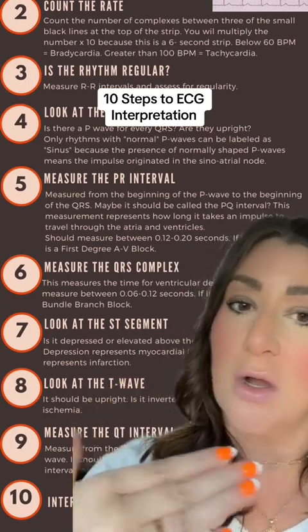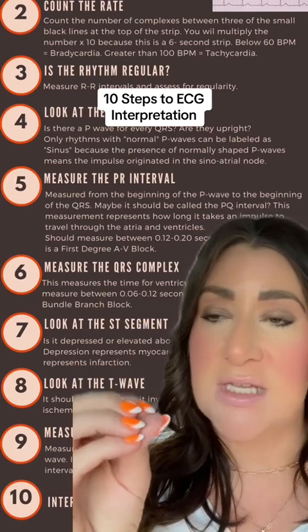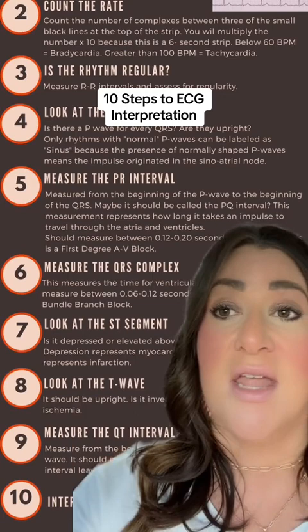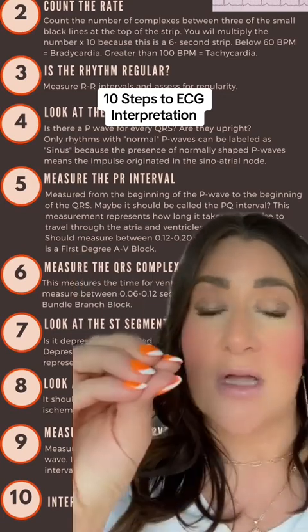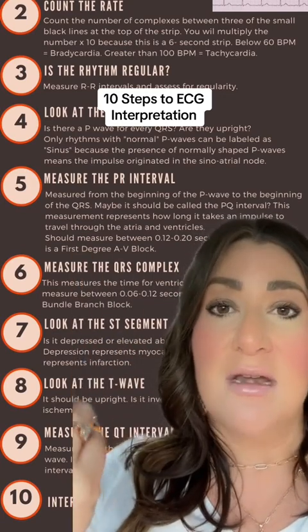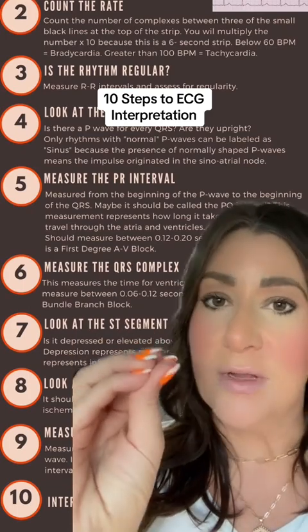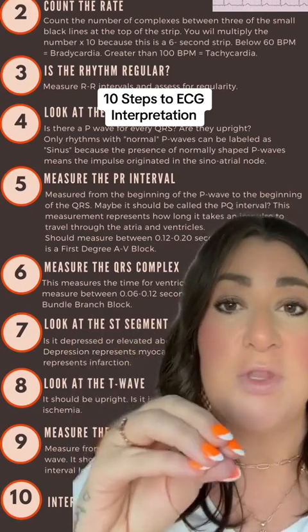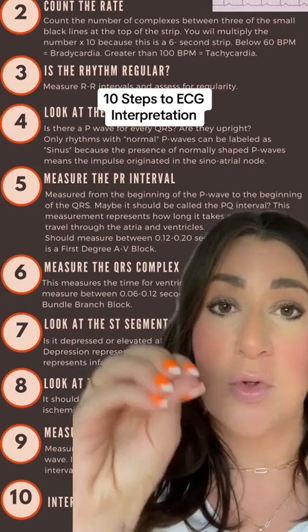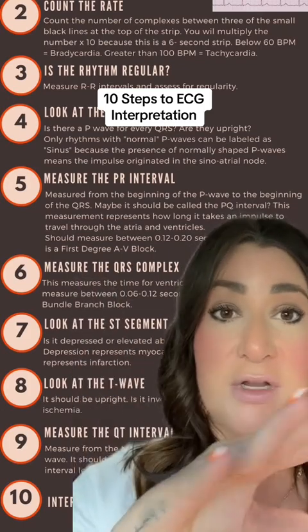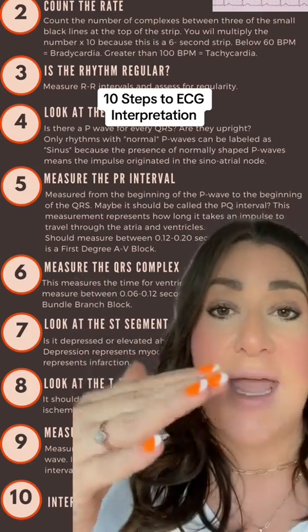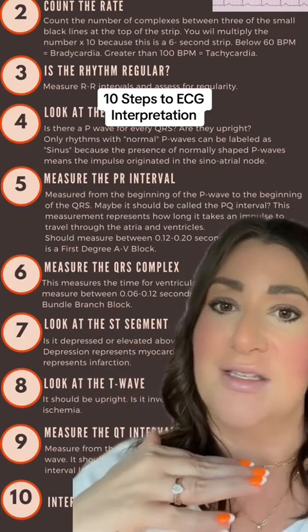If something is off with the P wave, if it's upside down, if it's missing, if it falls after the QRS complex, then that rhythm cannot be called a sinus rhythm. Because if the P wave is not normal and upright and before every QRS complex, then that does not originate from the sinus node.